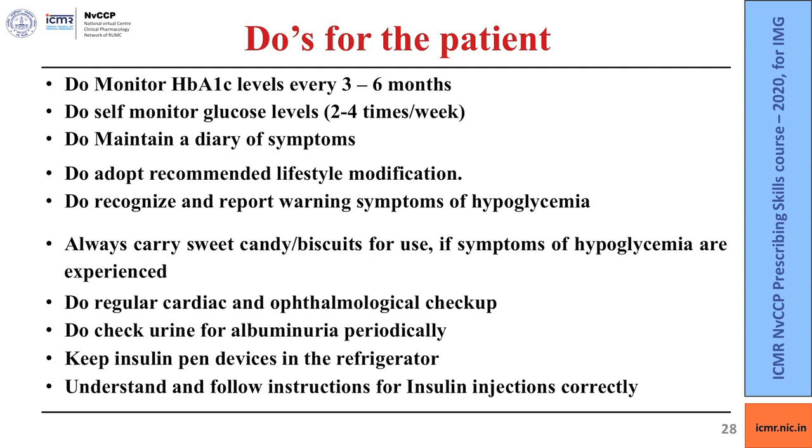There are certain do's and don'ts for the patient that we need to educate them about. First, monitor the HbA1c levels every 3 to 6 months. Educate them to self monitor glucose levels 2 to 4 times a week. Maintain a diary of symptoms. Adopt recommended daily lifestyle modifications. Recognize and report warning symptoms of hypoglycemia. Always carry sweet candy or biscuits for use if symptoms of hypoglycemia are experienced. Undergo regular cardiac and ophthalmological checkups. Check urine for albuminuria periodically.